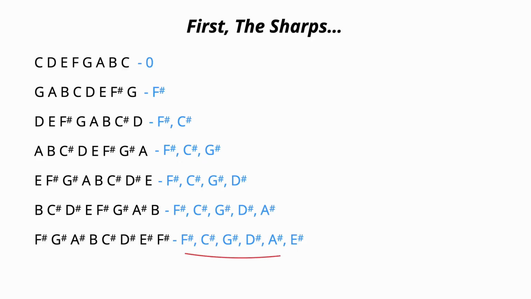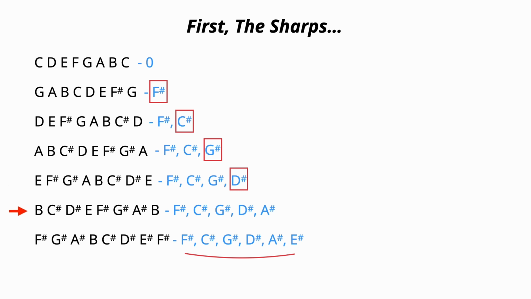If we have a closer look at the final sharp in each of these scales, we should notice that it is the 7th note of the scale. So in the key of G, our newest sharp is also our only sharp, which is F sharp, and that is the 7th note in the scale. In the key of D, our newest sharp is C sharp, which is the 7th note of the scale. In the key of A, our newest sharp is G sharp, which is the 7th note of the scale. In the key of E, our newest sharp is D sharp, which again is the 7th note of the scale.